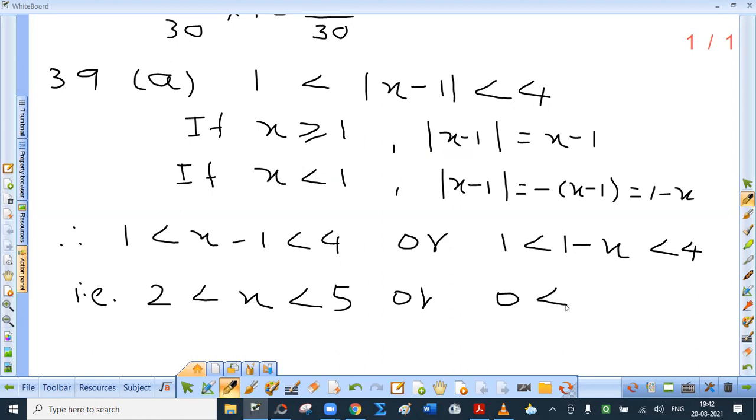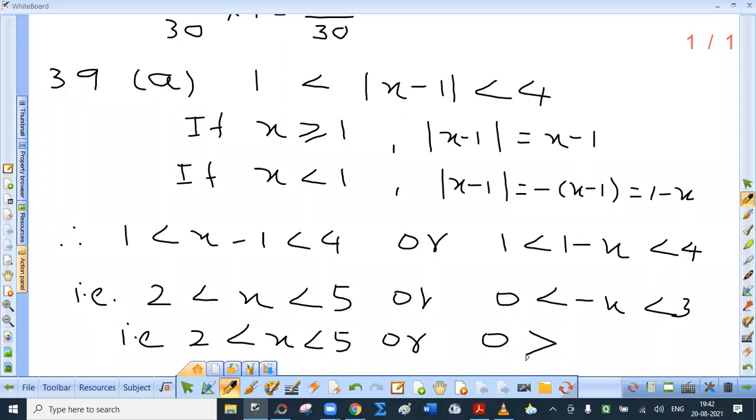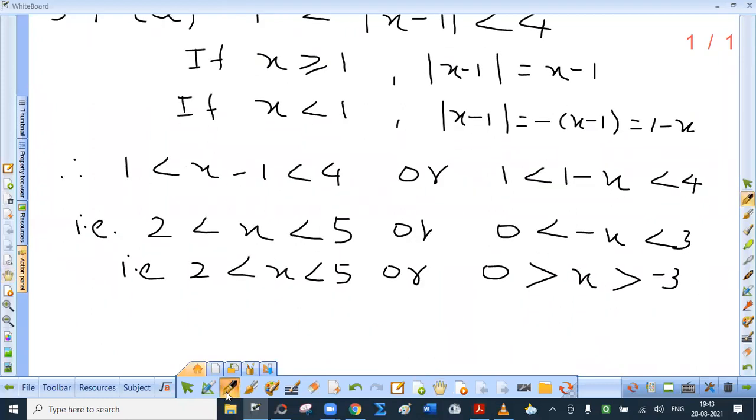So 0 less than minus x less than 3. That is, this part as it is, 2 less than x less than 5, or you have to be careful. Now we need x, but if multiplied by a negative number, inequality reverses. So in the second case, multiply by minus 1. So 0 greater than x greater than minus 3. Okay, but we write lower limit first. So I will say that is 2 less than x less than 5, or first I write minus 3.